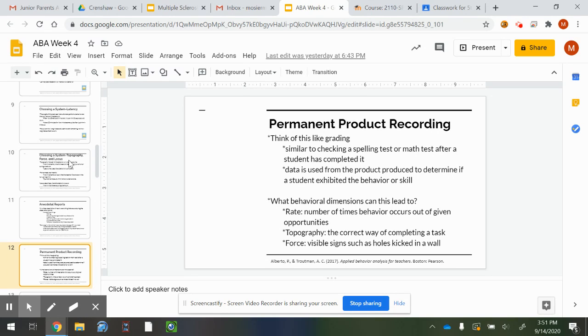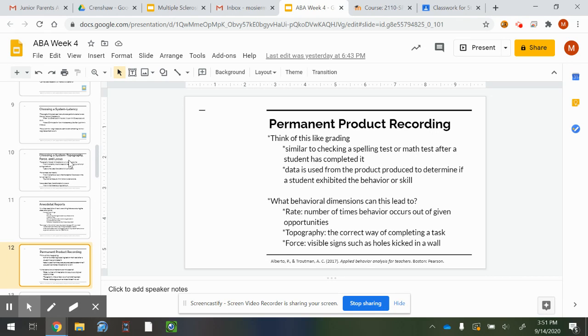Behavioral dimensions that permanent product recording can lead to: it is good for showing the number of times a behavior occurs out of given opportunities, so good for rate, good for topography to show the correct way of completing a task, and for visible signs such as holes kicked in a wall. So the topography piece of it, I'll just go back to that.